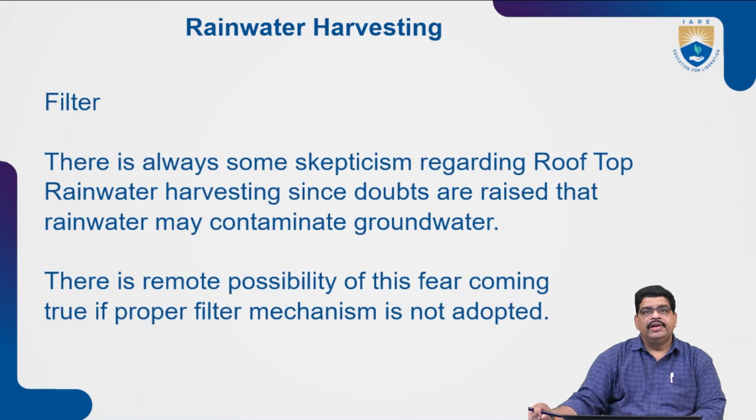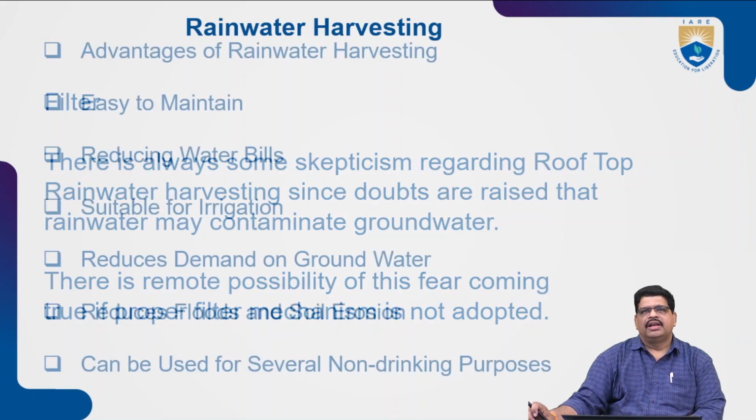Next, the filter. How can it be filtered? There is always some screening in rooftop rainwater harvesting, since there are doubts that the rainwater may be contaminated or may contaminate the groundwater. So, applying different types of filtration techniques, the roof rainwater can be filtered and also infiltrated to the ground.